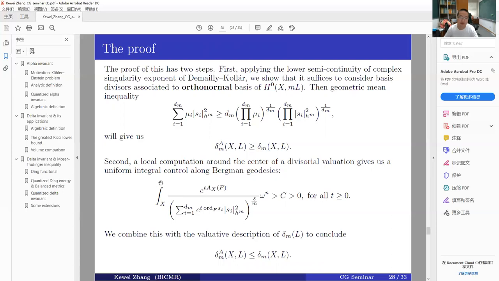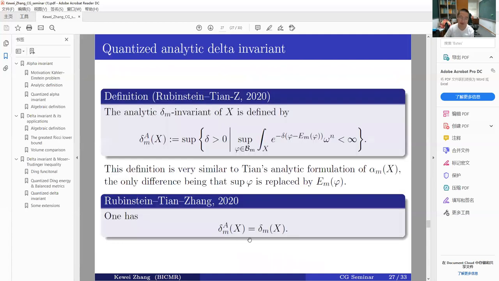Then a key point is to prove the following uniform integral estimate. So one can show that there is some constant C that does not depend on your parameter t, such that as t goes to infinity, this quantity will have a definite lower bound. This will give you the other direction of this inequality. So when you combine these two, you can show that the analytic delta M is equal to the algebraic delta M. So this result is a quantized version of the conjecture I mentioned earlier. But the thing is, when M goes to infinity, we don't know how to push this equality to the limit. It seems like there's more deep work to be done to make the argument go through. But anyway, this is a quantized version.